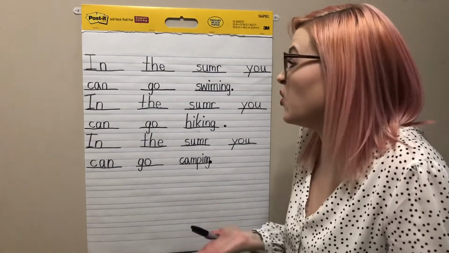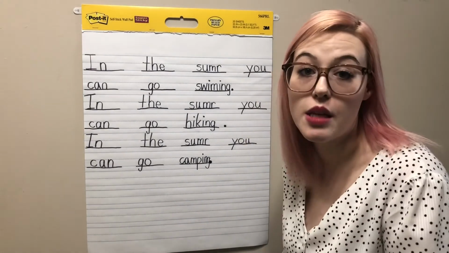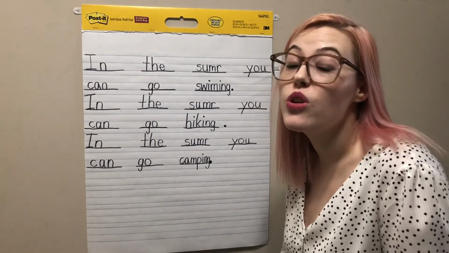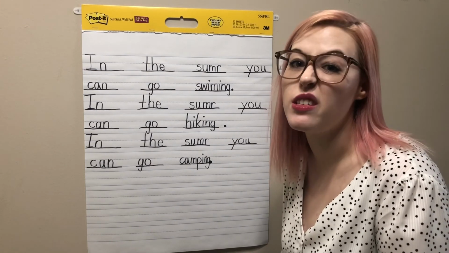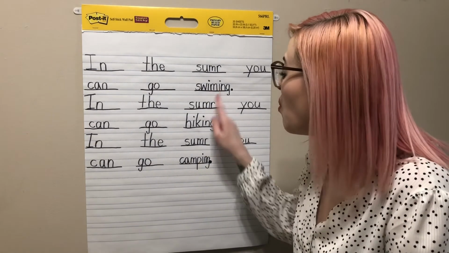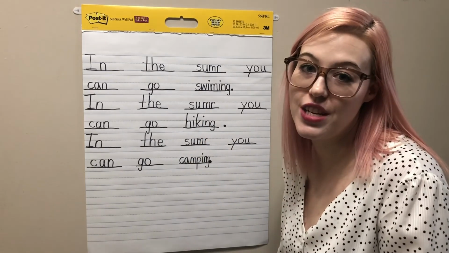So now it's your turn to go write your story. So you can choose to write about things you can do in the summer like Miss Musick did, or you can choose to write your own pattern. But remember, each sentence should have the same pattern and only one word should be changing.